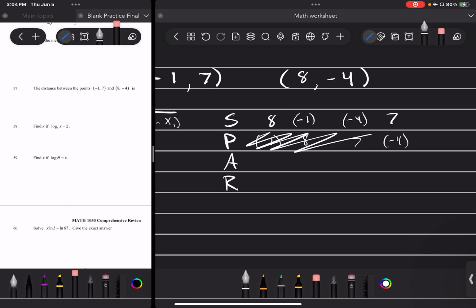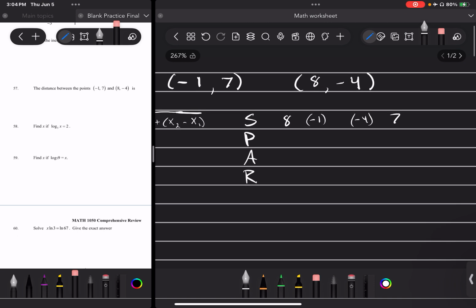It doesn't matter. All that matters is my x's are together and my y's are together. You could actually put them in either order, so long as your x and x are together and your y and y are together, you're good to go. S stands for subtract, just the difference of these numbers.